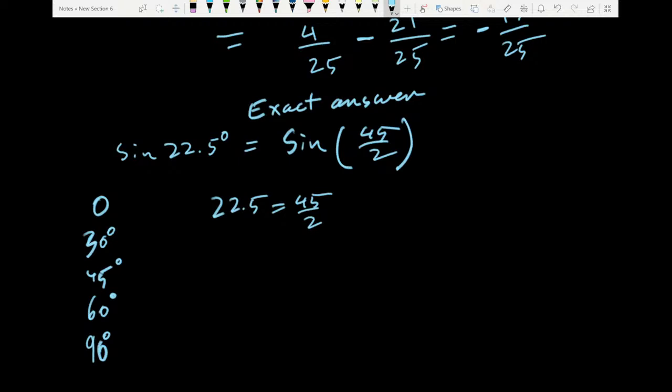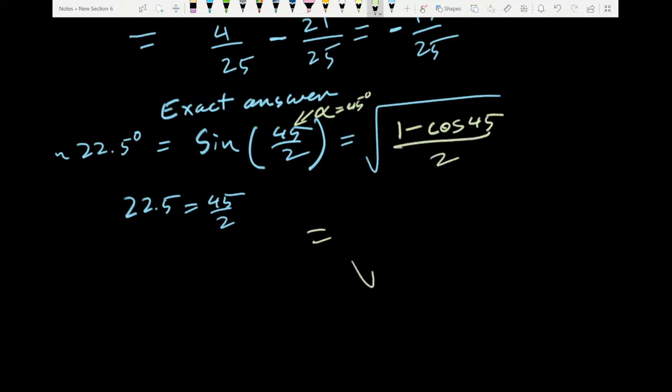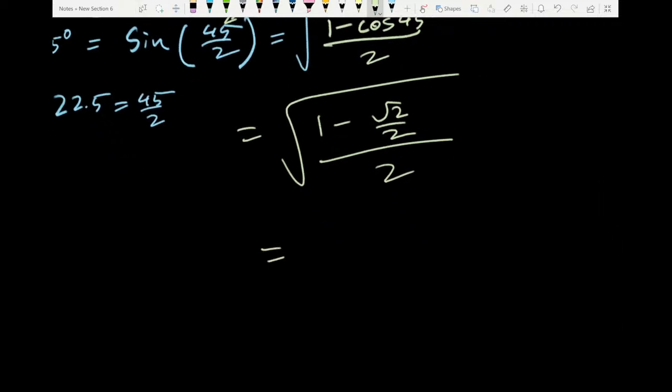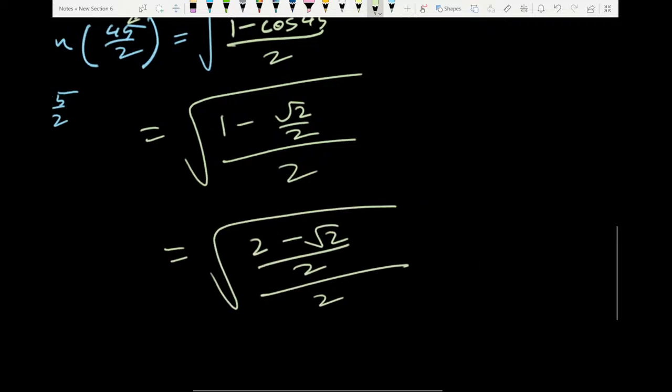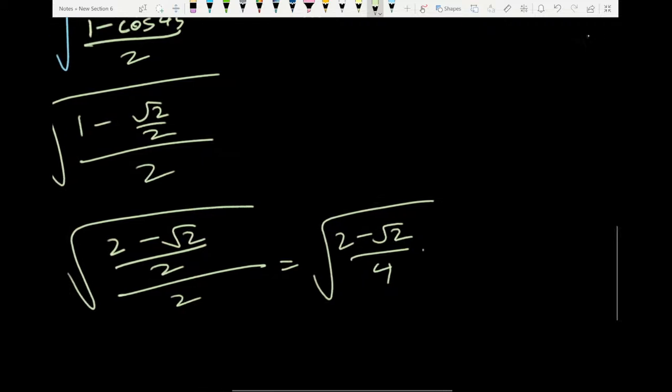And we have a half angle formula, which we use. It tells us you get square root, and let's say this is your alpha. Alpha is 45 degrees. Then you get 1 minus cosine of 45 over 2. And we know what that is: 1 minus square root of 2 over 2, all over 2. So we have a lot of fractions going on. We can simplify that. This becomes 2 minus root 2 over 2, over 2. And we could even simplify it more.